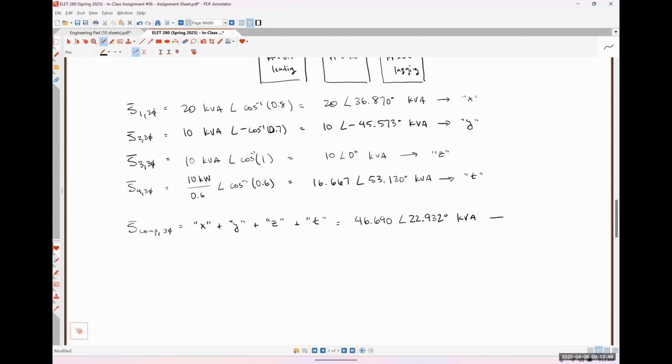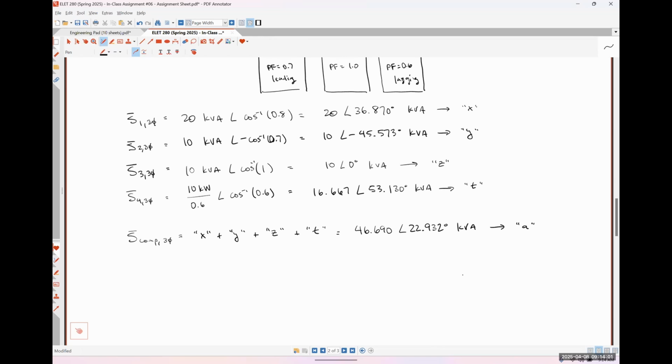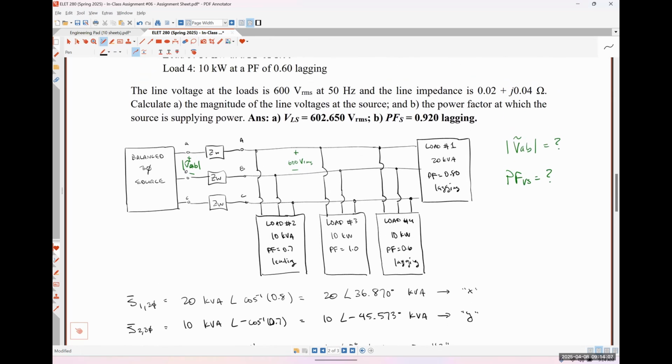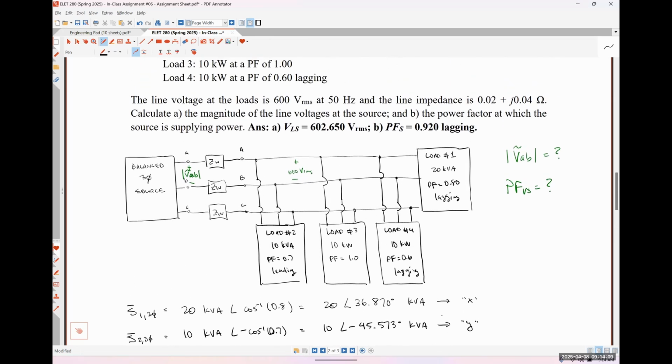kVA, and I'm going to store this in my calculator as lowercase a. Glad my calculator has 8 things to store to. Okay, so we've done a whole lot of work here in order to figure out what's going on with our composite load. Okay, so let's think about things really quickly.